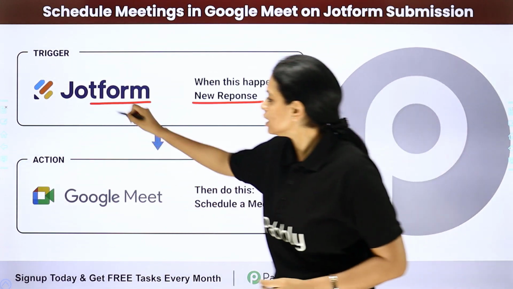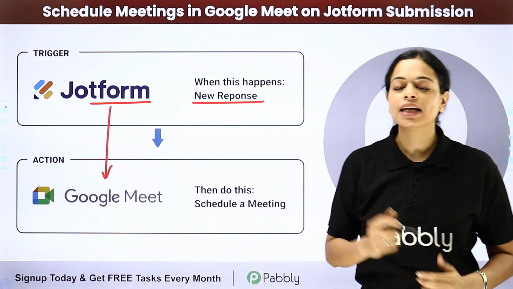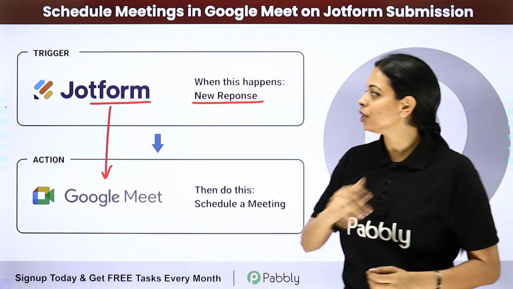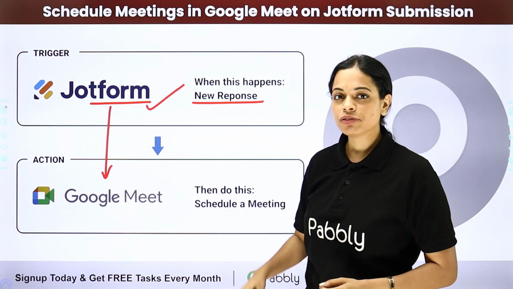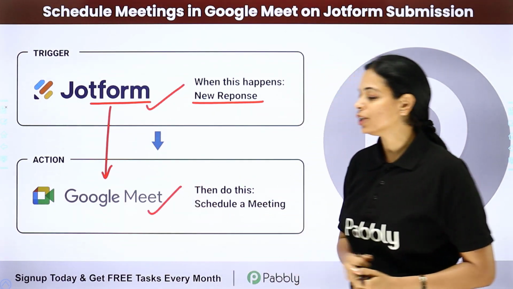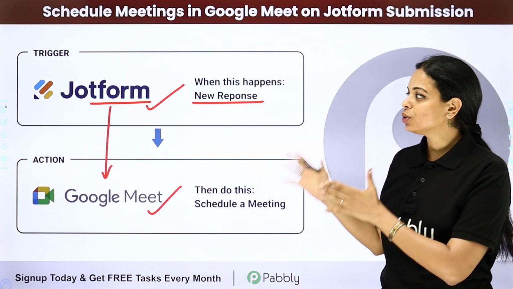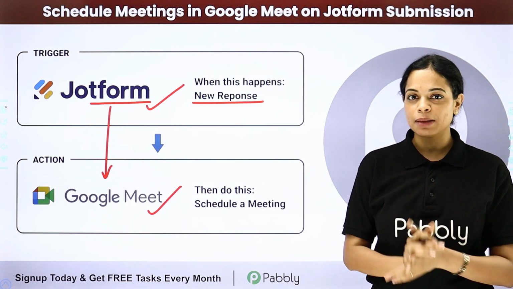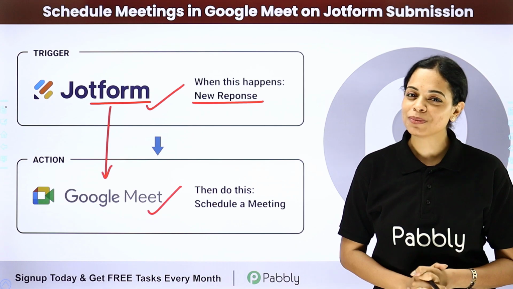For this, you will have to integrate the two applications, and the same thing can be done using Pabbly Connect software. So here, your trigger application will be Jotform and your action application will be Google Meet. Now, how can you integrate and automate this entire process yourself? To understand that, let me take you to my screen.